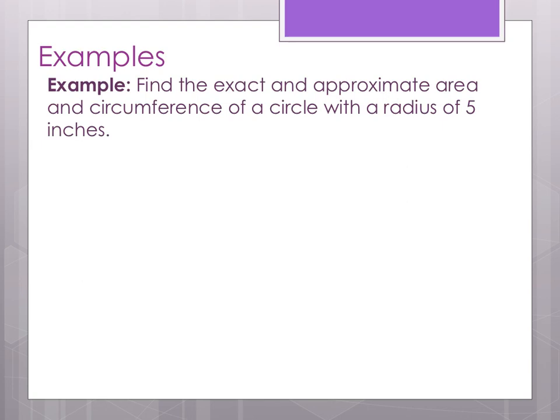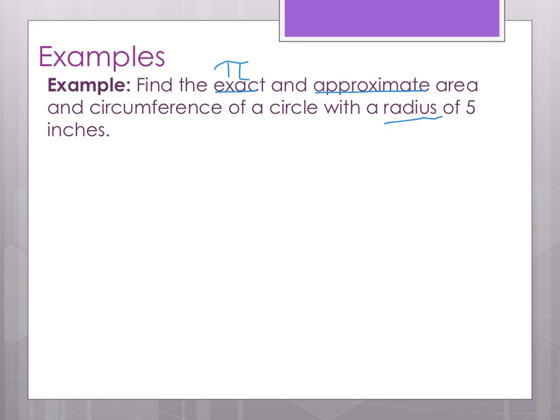So in this first example, we're going to find the exact and the approximate area and circumference of a circle with a radius of 5 inches. So here we're given a radius, so we're going to keep that in mind when we use our formulas. Now exact means we're going to leave pi in the equation, because remember, pi goes on forever. If we want an exact area or circumference, we're going to leave pi in there.